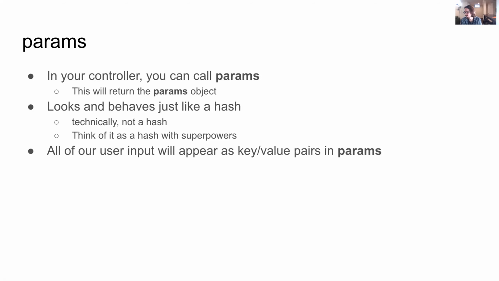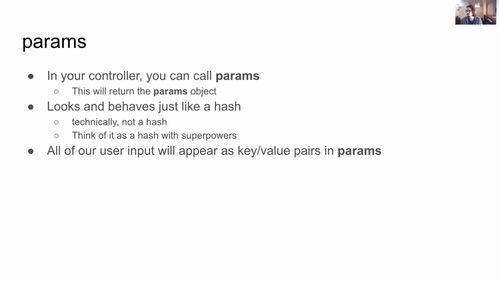All of the user input that we get from our application, all the context that the user is trying to send to us, however you want to think of it, all their user input is going to appear in this params hash as key value pairs. So in our params hash, we'll have a key that represents what the user's input represents. It's like the name, just like in a hash, we're naming this piece of data, and the value is the actual value that they input.